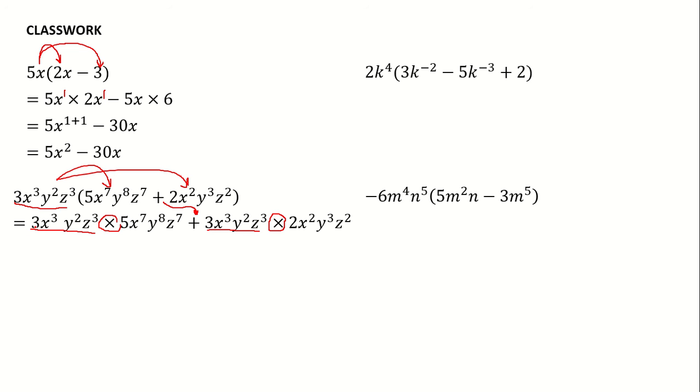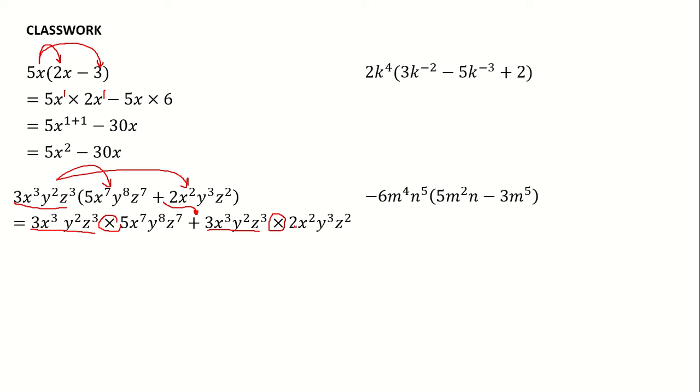Now you're going to say 5 times 3 is 15. x cubed times x to the exponent of 7, it is x to the exponent of 3 plus 7. y squared times y to the exponent 8, you write it as y, but you're going to take 2 and add it with 8. z cubed times z to exponent 7, you write it as z, but you're going to take 3 and add it with 7. Easy. In between, you have plus.